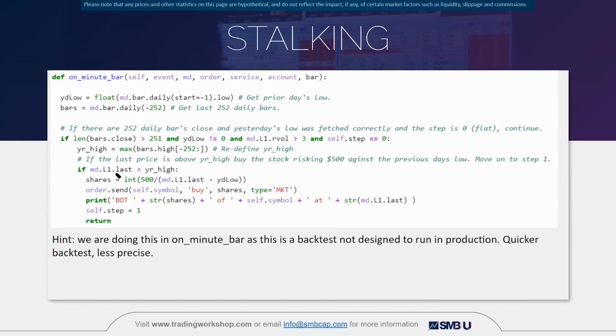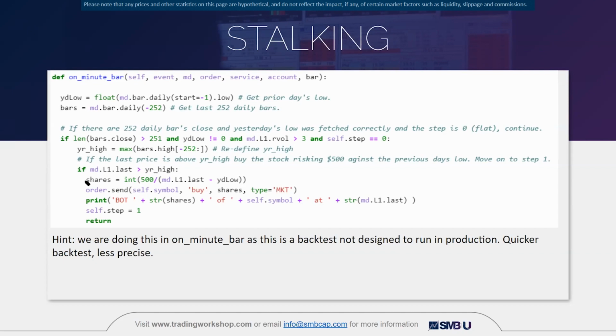Then it's very, very simple. If the current price, which is this MD market data dot L1 dot last. So if you go to CloudQuant documentation, you can find CloudQuant market data L1, and one of the options it has is last. So this is going to give you the last price that the market traded. And because it's in the on minute bar, it'll essentially be the close of that minute bar. So if the minute bar closes above, I called it year high, the 52-week high, now we want to buy the stock. So now we have everything we need to buy this stock.